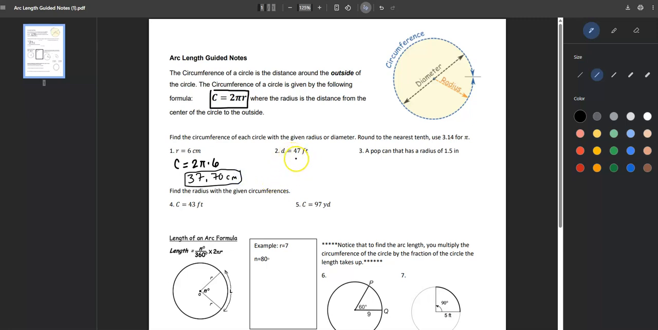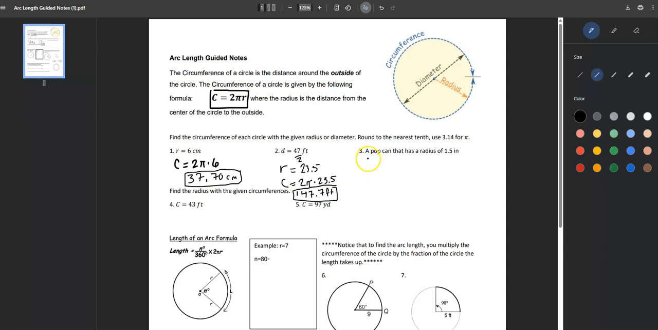If I just look at this next one, I have to half this 47 first. So I have to half this to get my radius, which my radius will be 23.5. And then to find my circumference, I'm just going to go 2 pi times 23.5 is what I'm going to do with that. And when I do that, I get, again, 147.7 feet when I round for that one.